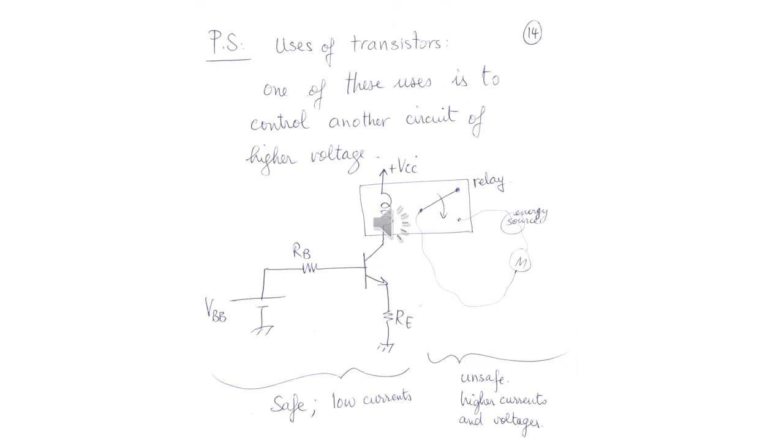At the collector, you place a relay. This is the inductance of the relay. And here in the relay, you have 3 contacts, 2 which are connected and 1 which is not. Here you place a circuit that is unsafe, with higher currents and higher voltages. Once the transistor is conducting, there will be a current IC here that will excite this winding, this inductor. This contact will then come to here, and then you will close this circuit without putting your hands here. So as if you are controlling this circuit at distance. It's very interesting, don't you think?